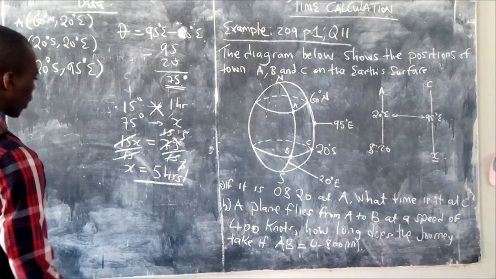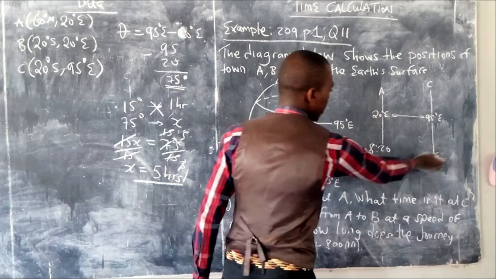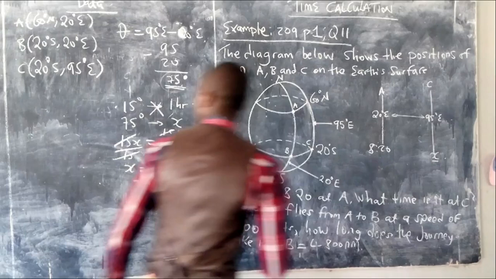Then after we know that there is a difference of 5 hours between this one and this one, it means if it is 8:20 here, the time here will be 8:20 plus what? Since we are going to the east, we are adding the hours. So now that is where we add our time. So this is 08:20 here.